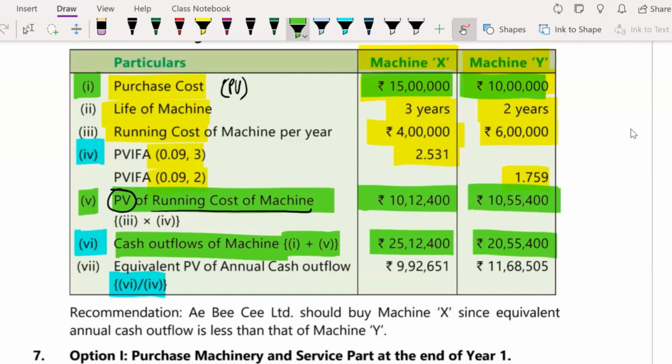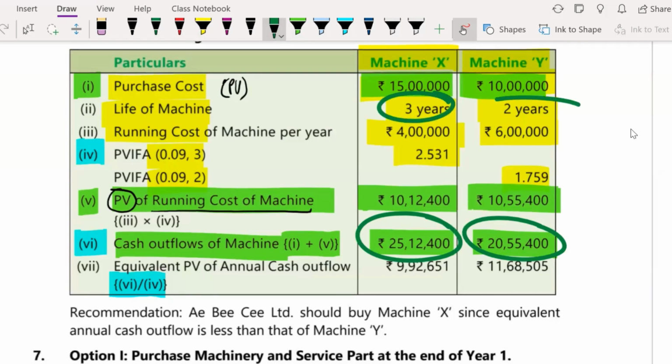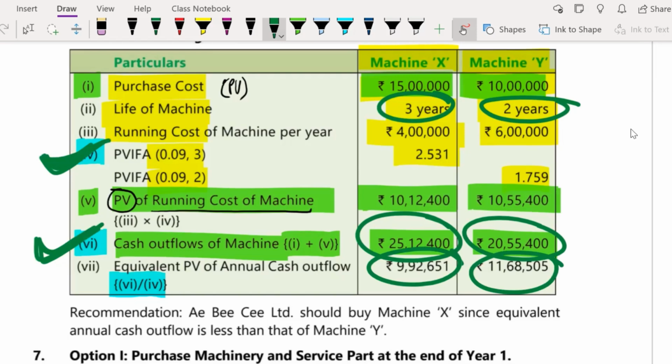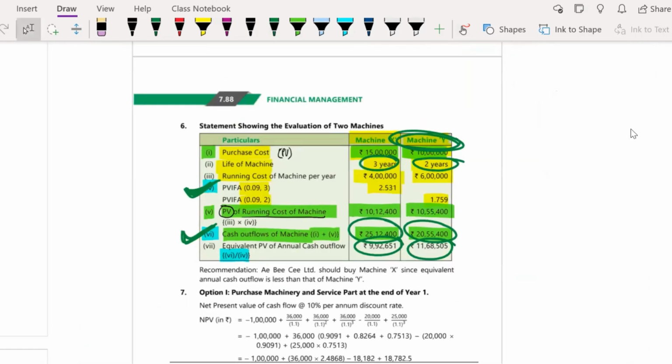But since you cannot directly compare here, if you see like this, then machine X is giving more than machine Y. But you cannot compare because the life is unequal here. So to equalize this, what will you do? You will do NPV, net present value, divided by PVAF, the annuity factor. If you divide these both, you get 9,92,651 and 11,68,505. Now by seeing this, you can say that machine Y is preferable. The company should buy machine Y.